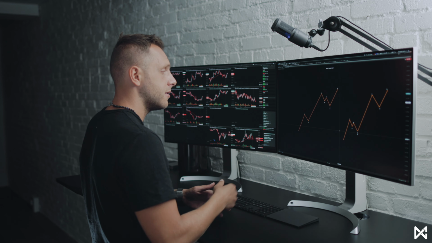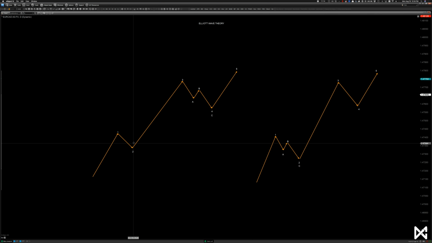However, there's one major thing that I want to explain lastly. Whenever we have a complex pullback, typically we will follow with a simple pullback, or if we have a simple pullback, we will follow with a complex pullback. What I mean is, if you look at the initial example again, we have a simple pullback right here and a complex pullback on wave 4. So wave 2 is simple, wave 4 is complex.